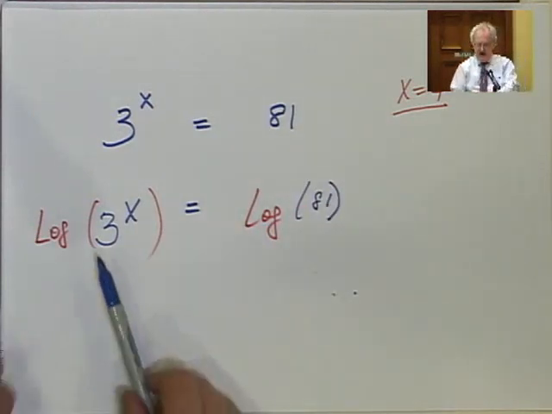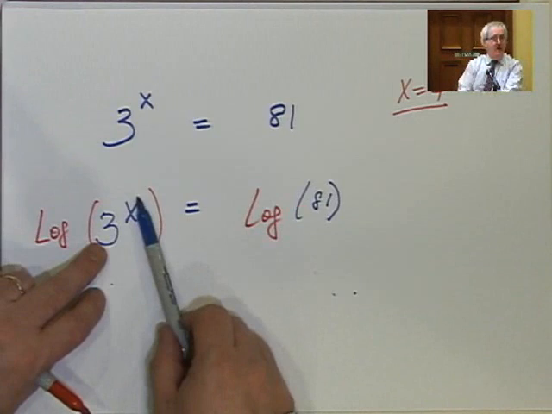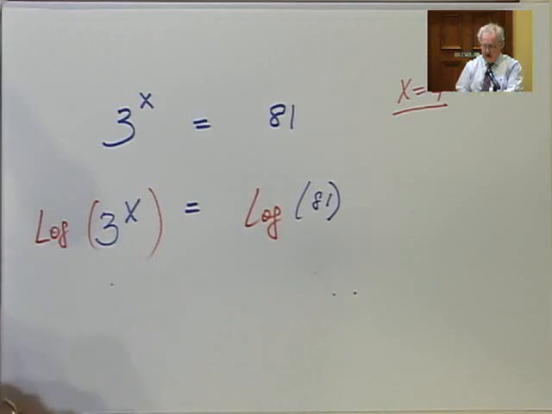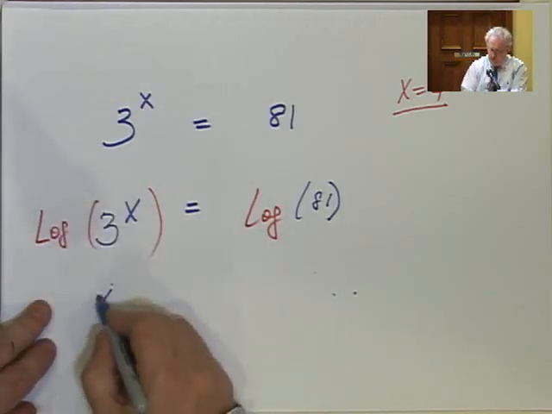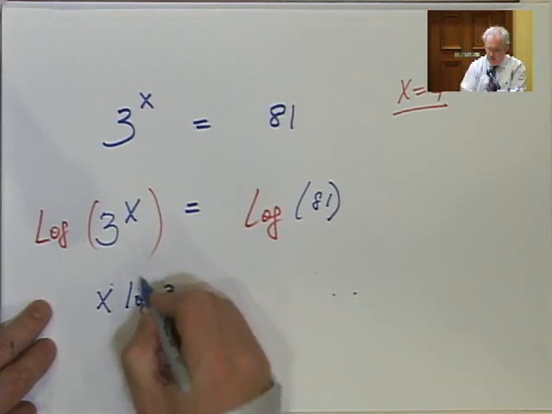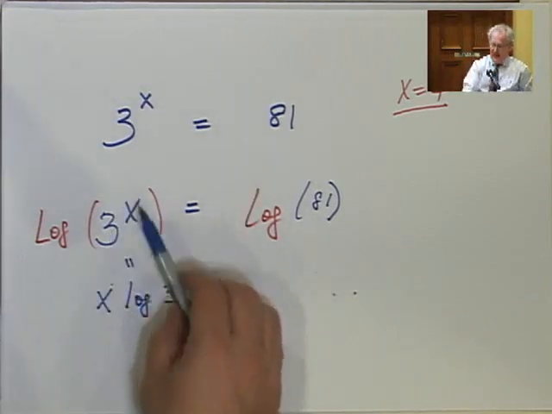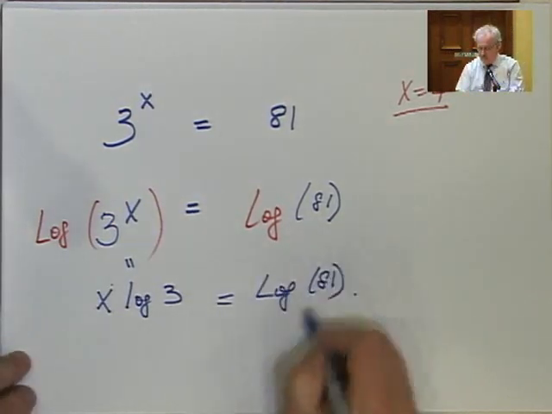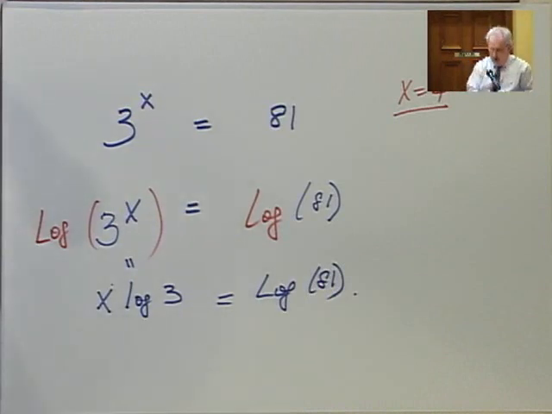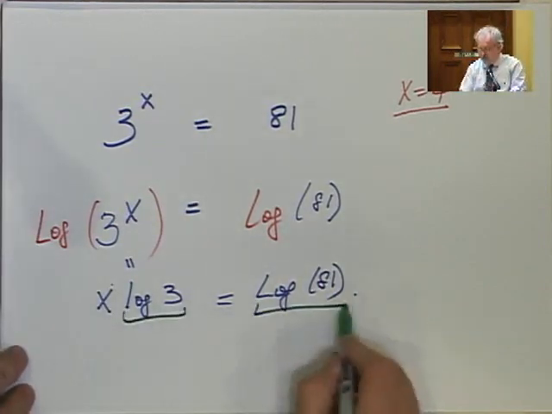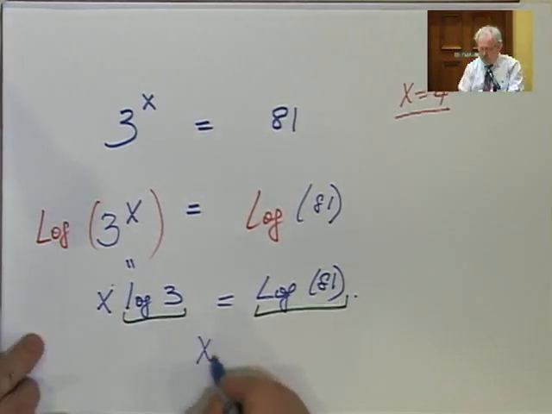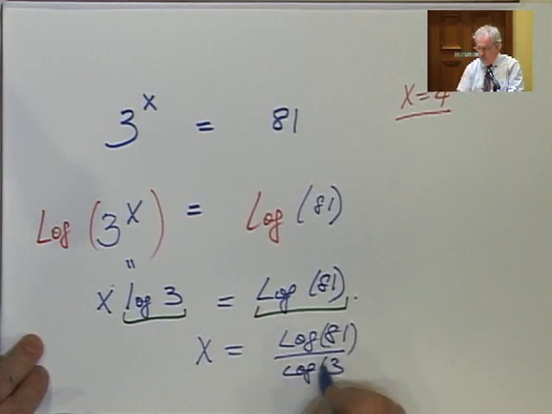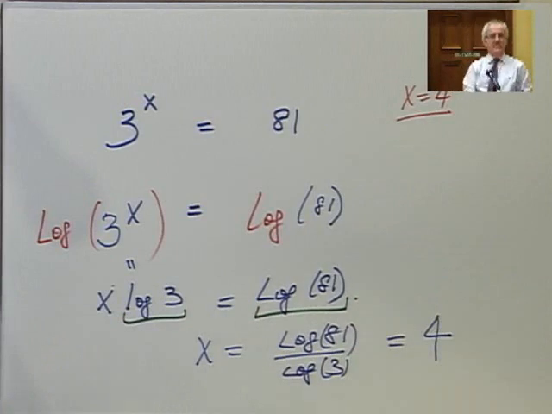Now, the great thing about logs is that if you've got something to the power, logs were designed to make things easy. They take powers and they turn it into multiplication. So the x comes down and you get x log 3. The log of 3 to the x is x log 3, and that's equal to log of 81. This is just a multiplier now. That's just a number. So x becomes log 81 over log 3. And if you do that in your calculator, you find the answer is 4.